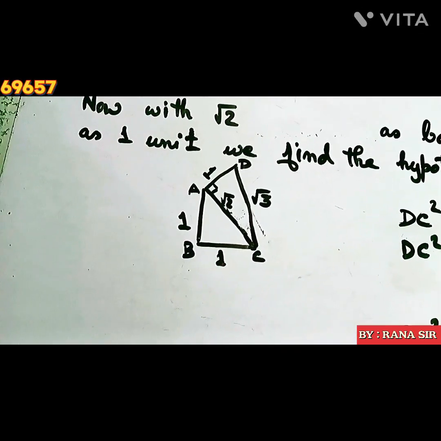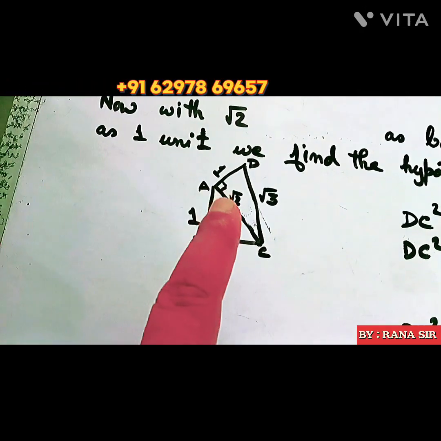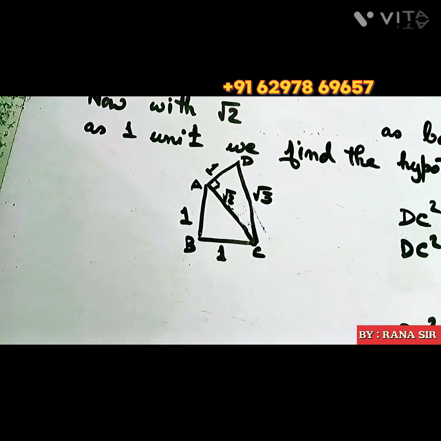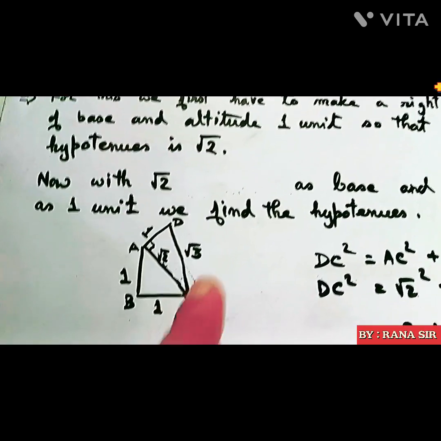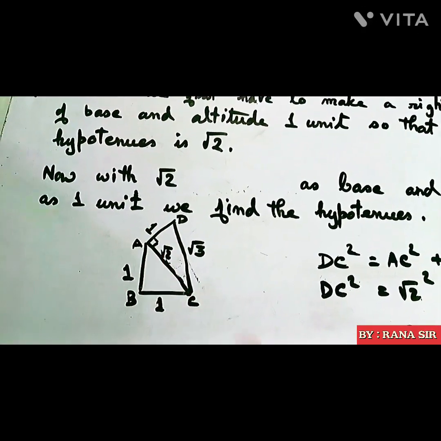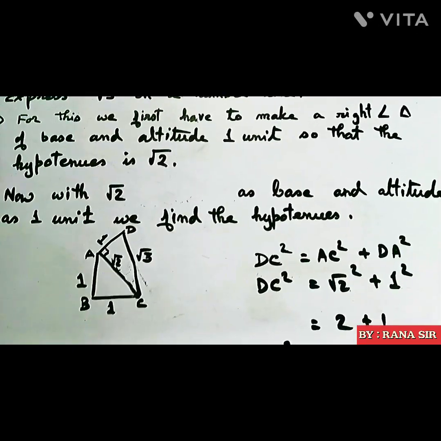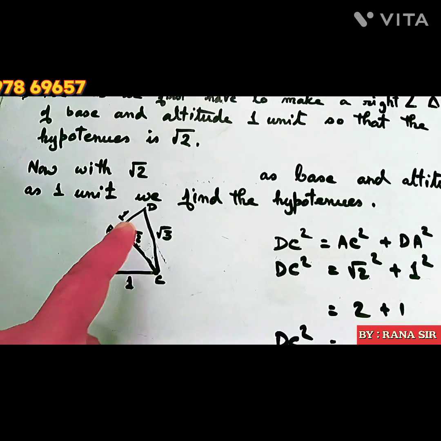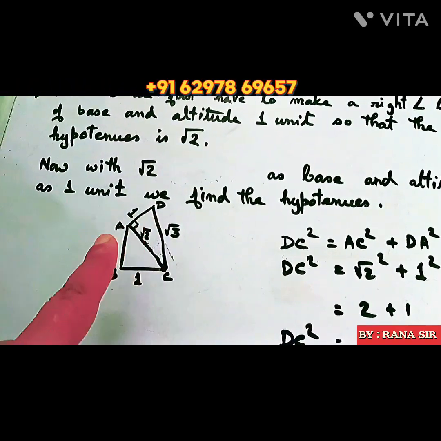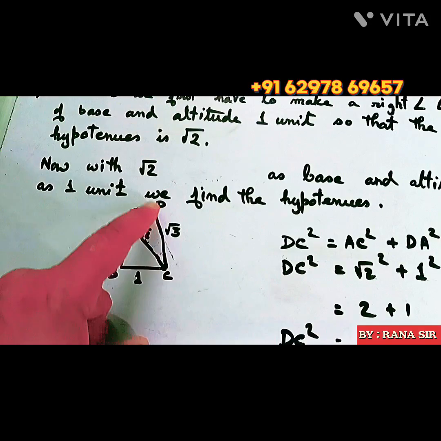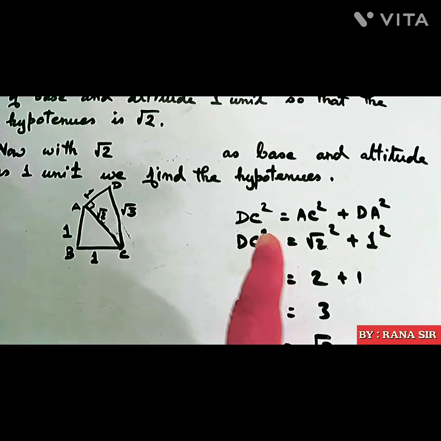So here in the diagram ABC, I've taken BC base 1 unit, AB altitude 1 unit, so hypotenuse is root 2. Now we take root 2 as base and altitude as 1 unit to find the hypotenuse. So altitude is AD, base is AC, and hypotenuse is DC.